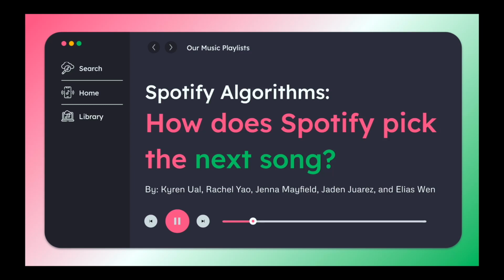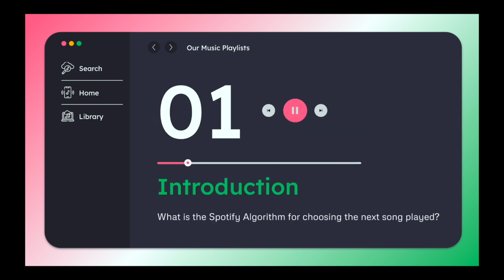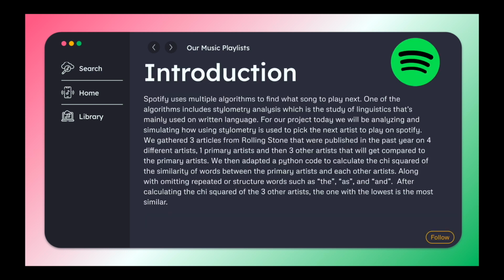Spotify algorithms. How does Spotify pick the next song? By Kyren, Rachel, Jenna, Jaden, and Elias. What is the Spotify algorithm for choosing the next song played? Spotify uses multiple algorithms to find what song to play next.